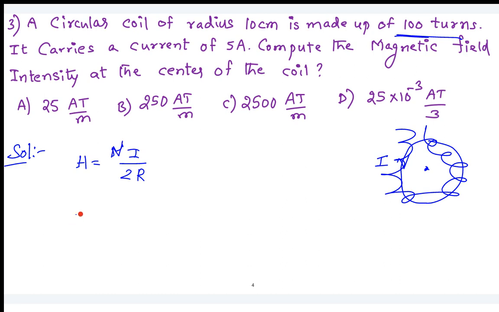So N is equal to 100 and current is 5 amperes divided by 2 into, so what is the radius you are given? 10 into 10 power minus 2. Correct. Option C. So you are going to get 2500 ampere turns per meter. Okay, we'll see the next one then.